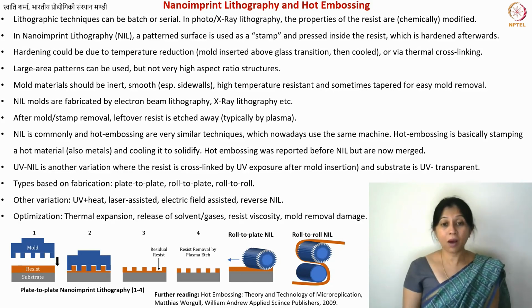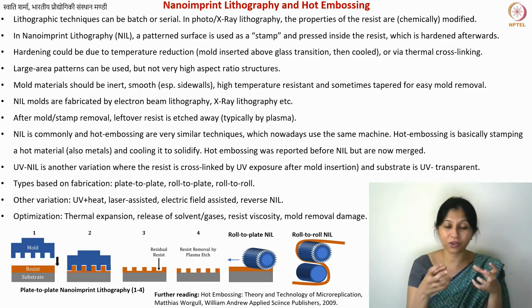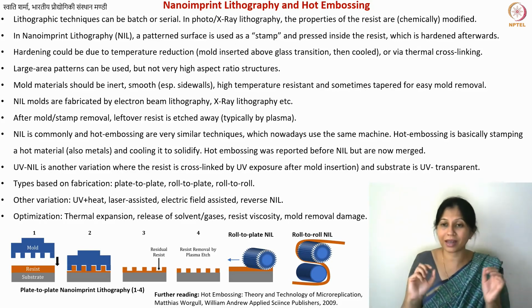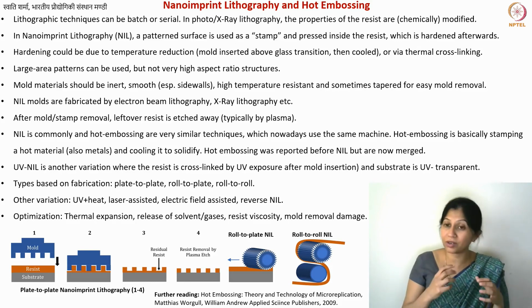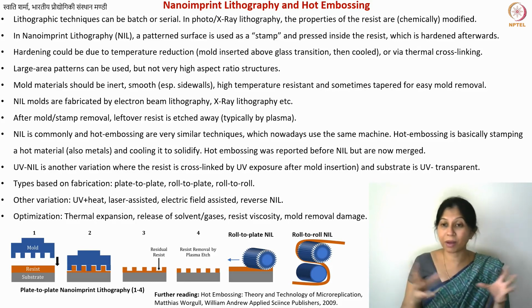Okay. Now, some other things about the optimization parameters, you can think about it yourself. The thermal expansion needs to be optimized for both the mold material and your resist material or metal, whatever you're using. Then the release of gases: if you are using a polymer, when you heat it or cool it, there will be certain bubbles or gases releasing. Also, if there is any solvent, you are getting rid of it at a certain temperature. So you need to make sure that this does not create bubbles or porosity in your structures. That needs to be optimized.